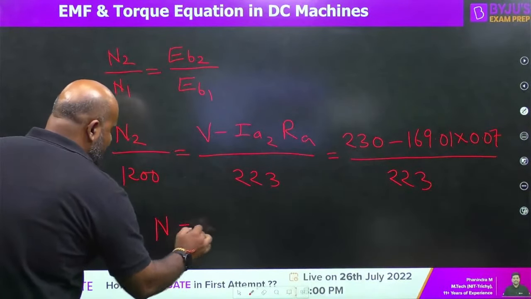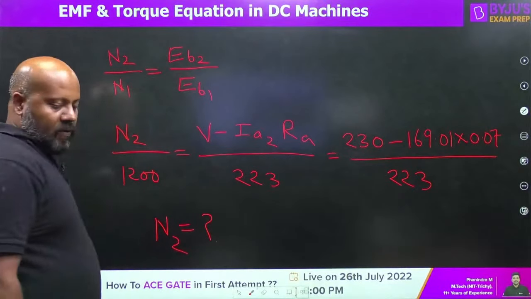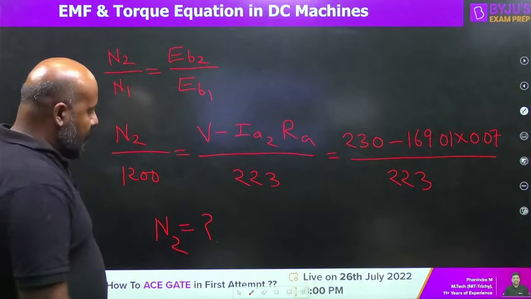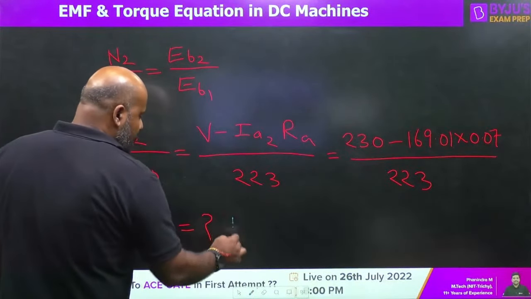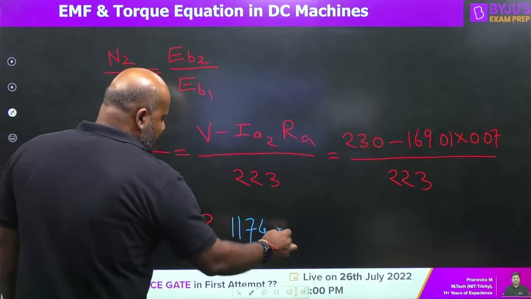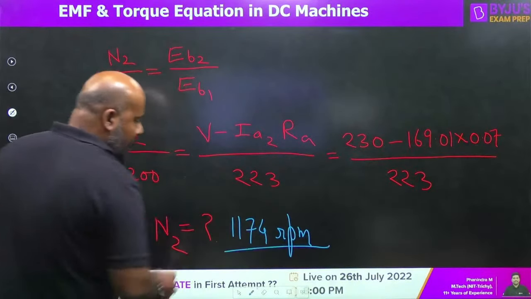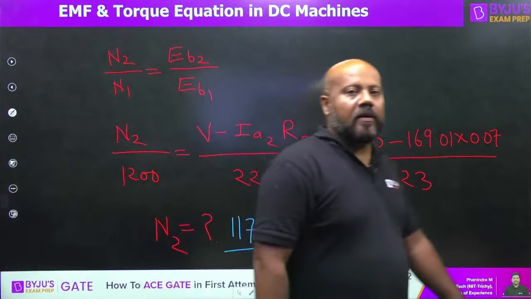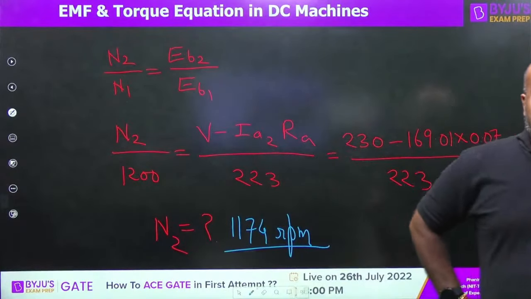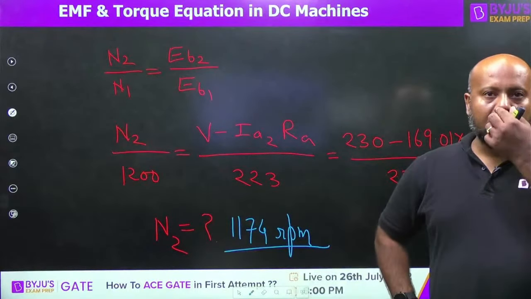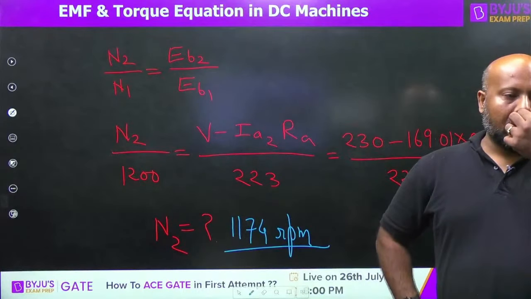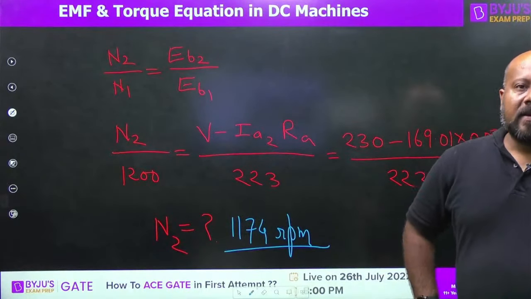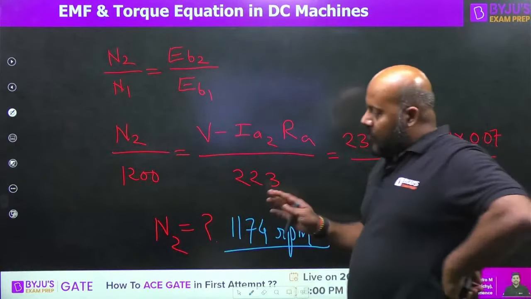Just tell me what is the answer you are getting for speed N2. As for my reference, it must be 1174. Just cross check this. Are you getting the same value? You understand the procedure or not?